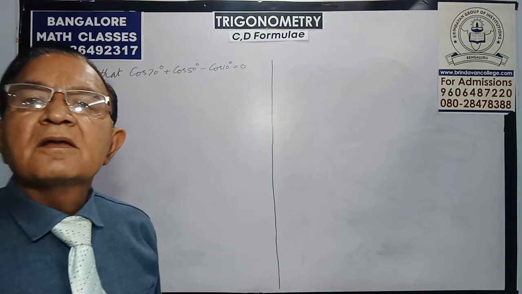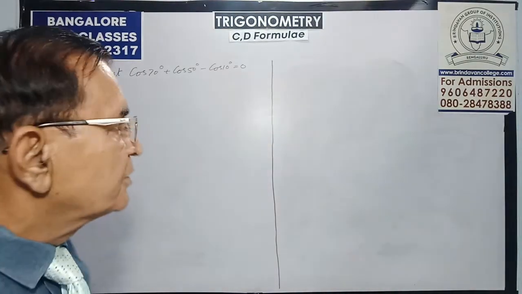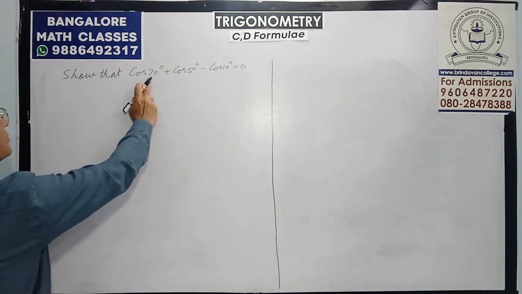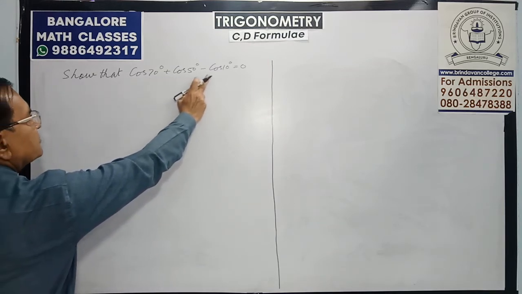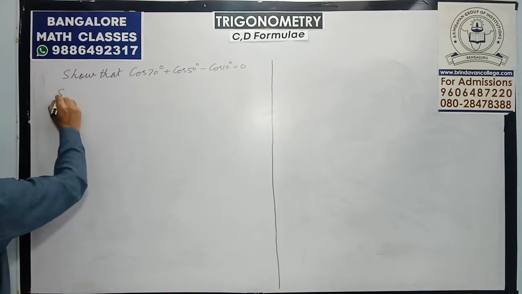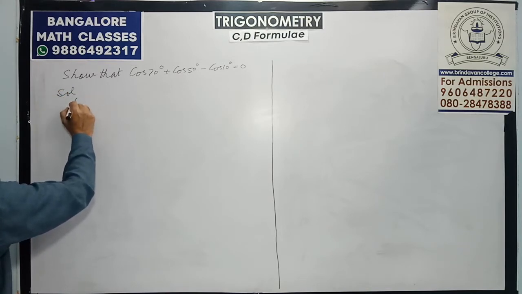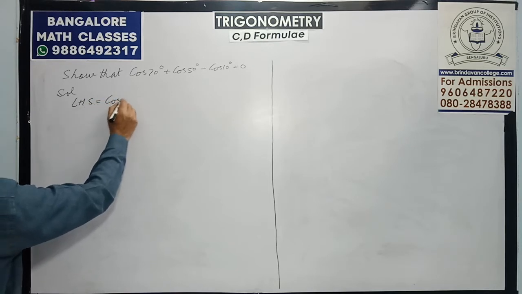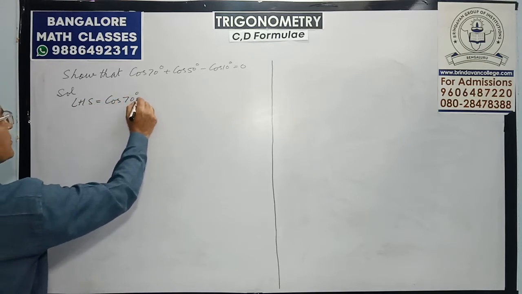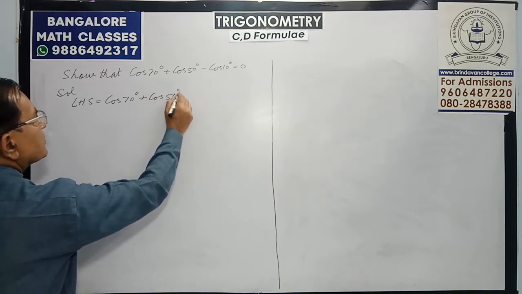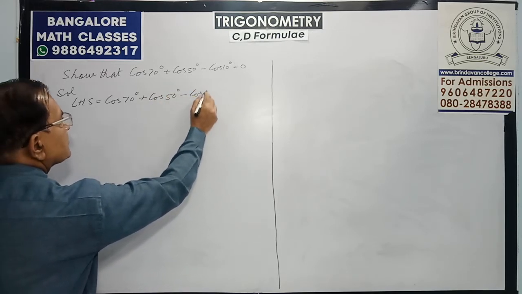See, the sums related to CD identities are very simple. Show that cos 70 plus cos 50 minus cos 10 equals 0. Solution: LHS is cos 70 plus cos 50 minus cos 10.